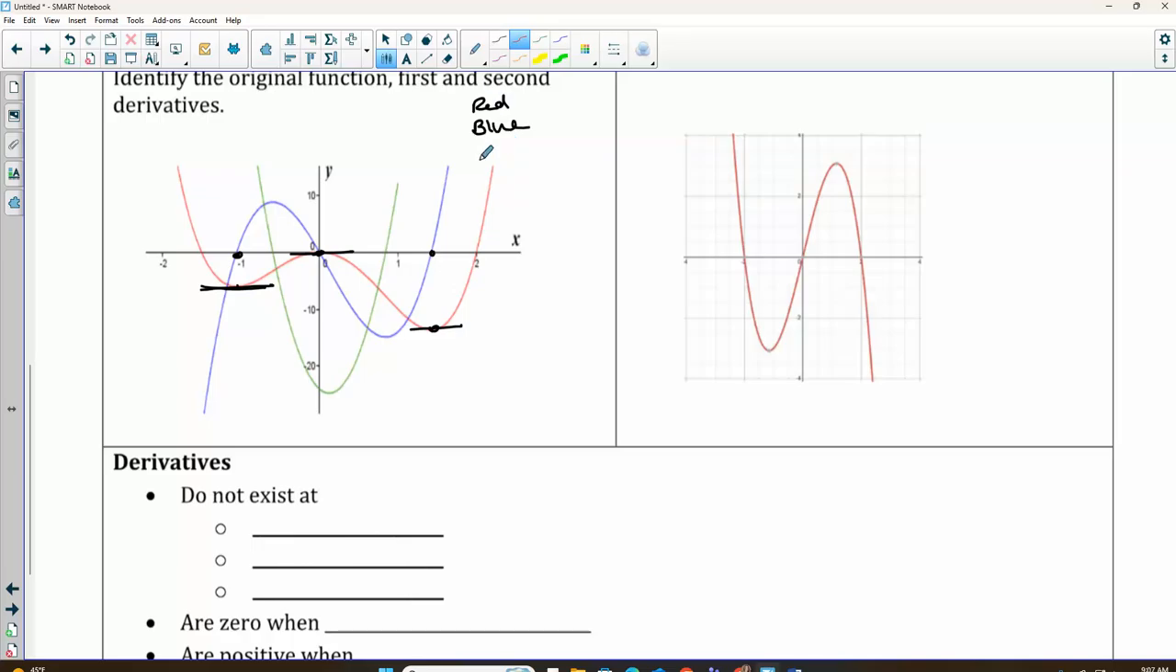Now, green is either my original or my integral. So let's check the derivative of the blue one. So horizontal tangent, so derivative is 0. Horizontal tangent, so derivative was 0. Increasing, so derivative positive. Decreasing, derivative negative. Increasing, derivative positive. So the green had to be last. So this was the original. This is your first derivative. And this is your second derivative. Did you guys get those?